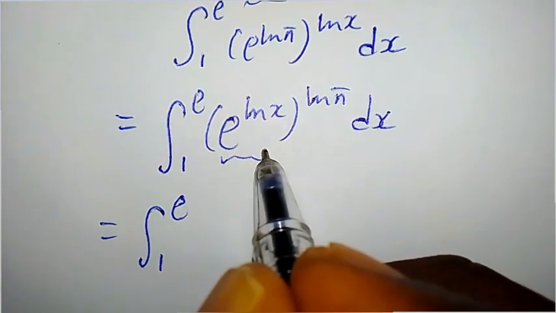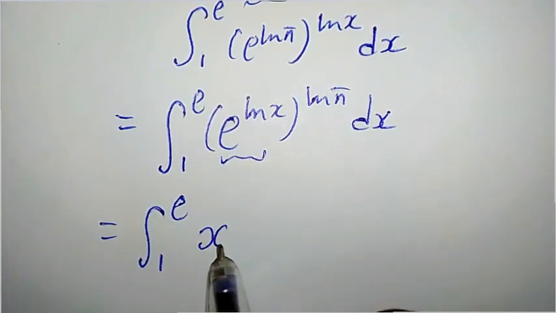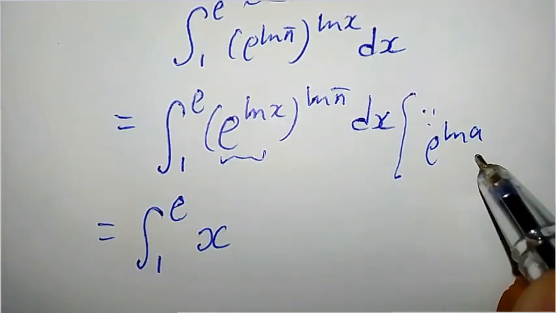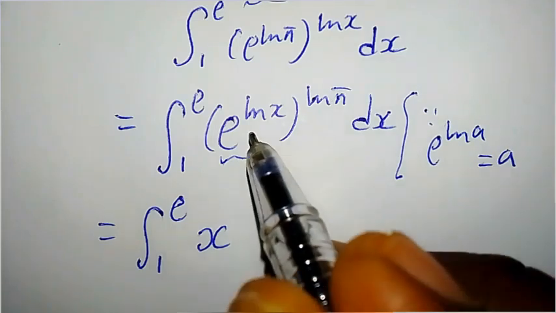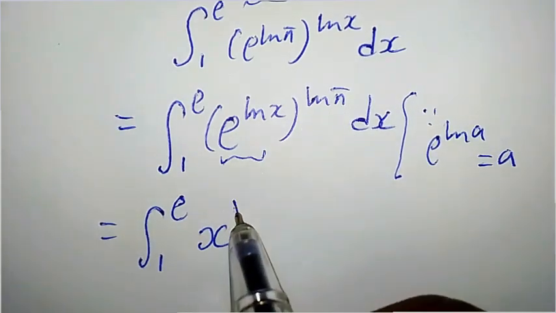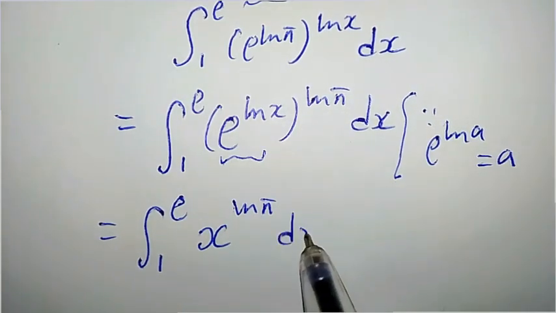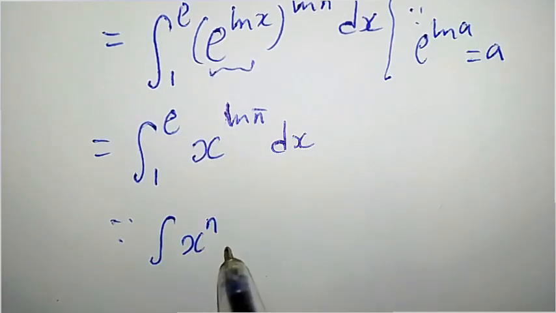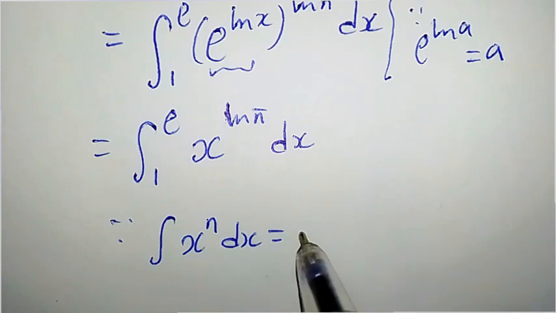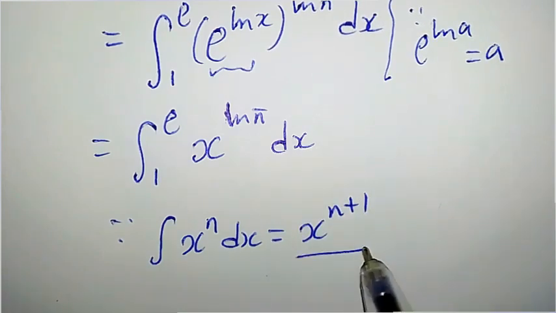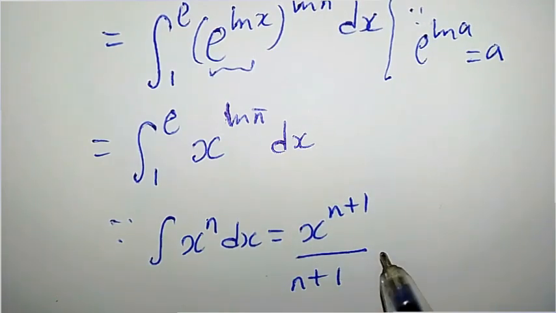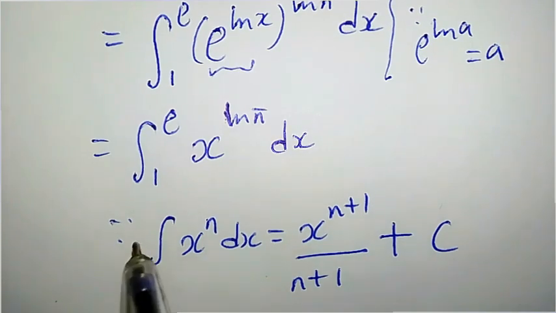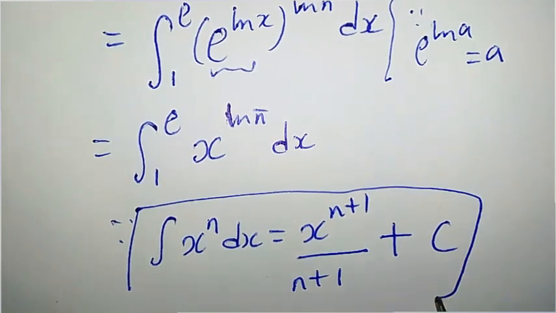This is equal to the integral from 1 to e. What is e to the power of ln x? That is exactly x. Since e to the power of ln a is equal to a, that's how we arrive from here to this: x to the power of ln pi dx. Also, recall that the integral of x to the power of n dx is equal to x to the power of n plus 1 over n plus 1, plus c, where this c happens to be a constant of integration. Take note of this, very important.